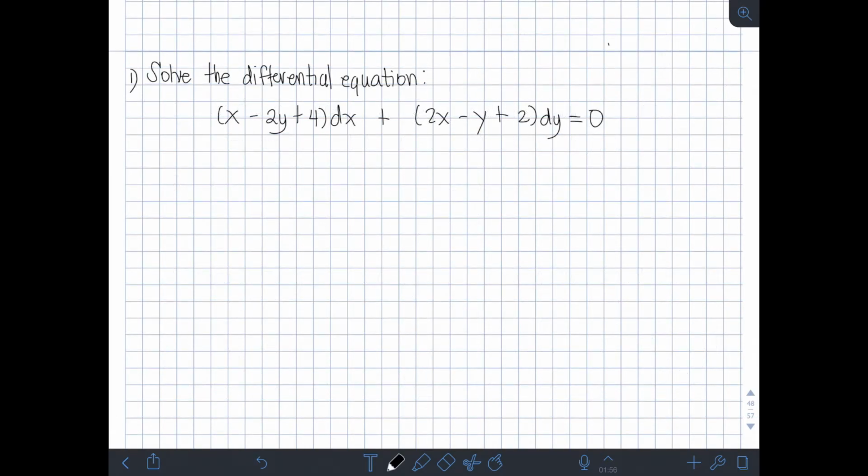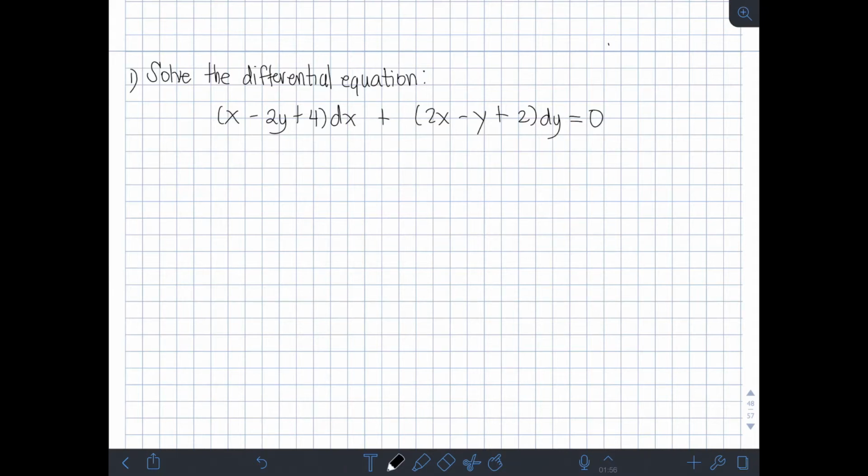For the first one, we have solve the differential equation quantity x minus 2y plus 4 dx plus quantity 2x minus y plus 2 dy equals 0. So, apply natin yung procedure kanina. So, check muna natin kung anong case siya magpo-fall. Case 1 or case 2?